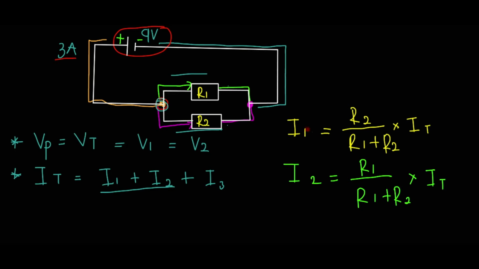Kwa kgono lemoga gore ge re nyaka I1 re šomiša resistor ya R2 as numerator. So ge re nyaka I2 re šomiša resistor ya R1 as numerator. So o šomiša resistor ile re parallel to that current ya resistor we nyakago. So this formula re bitša gore ke the current divider rule.